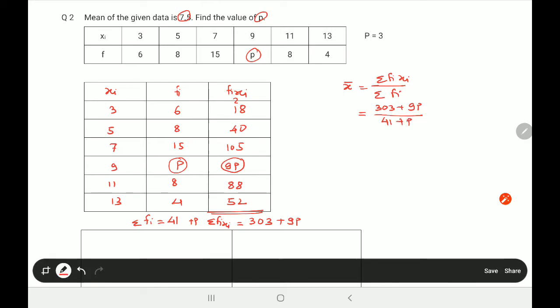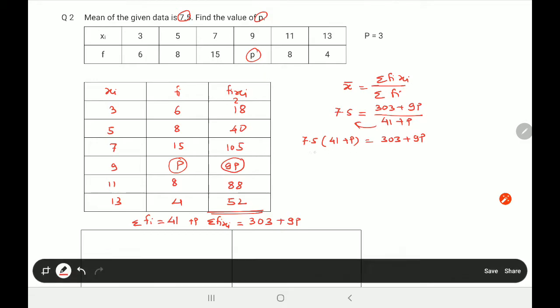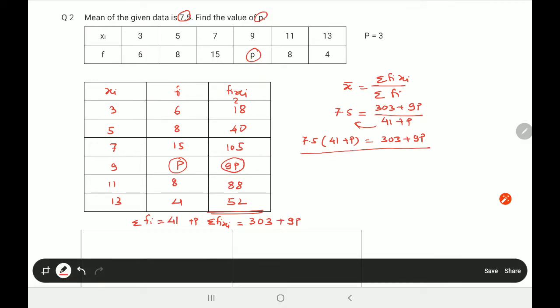But this time I'm given the mean of the data, that is 7.5. So if I multiply by this, 7.5 into bracket 41 plus p is equal to 303 plus 9p, right? If you solve this, you will get your answer for p.